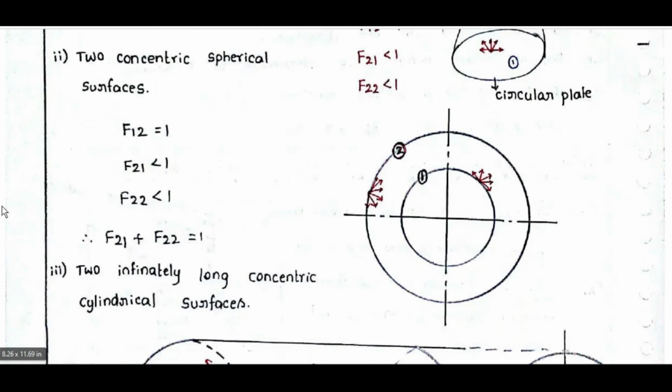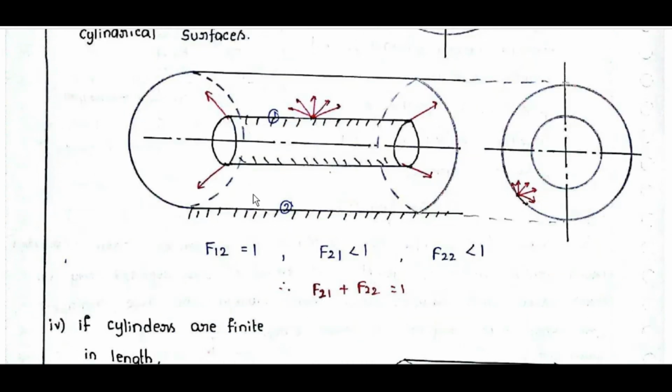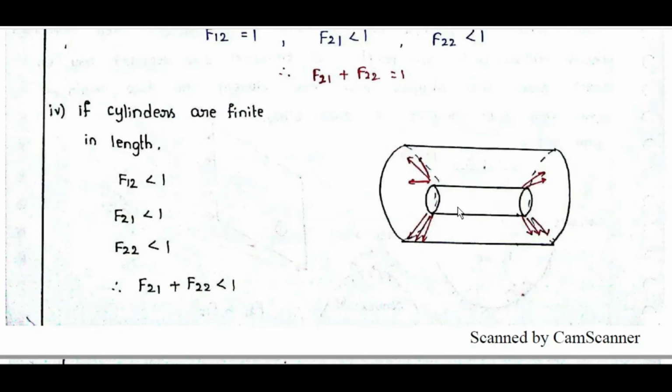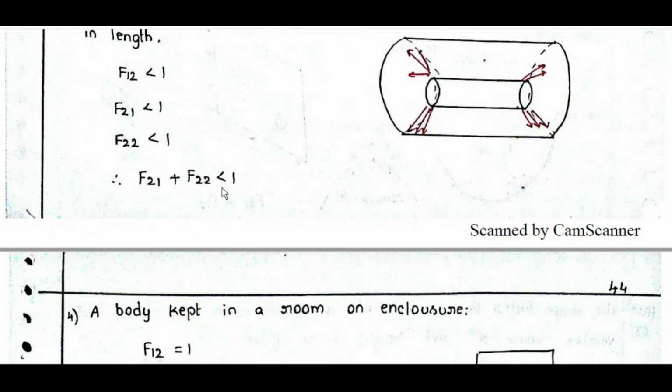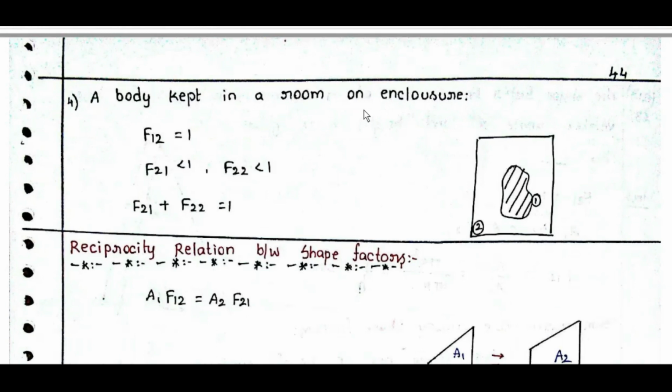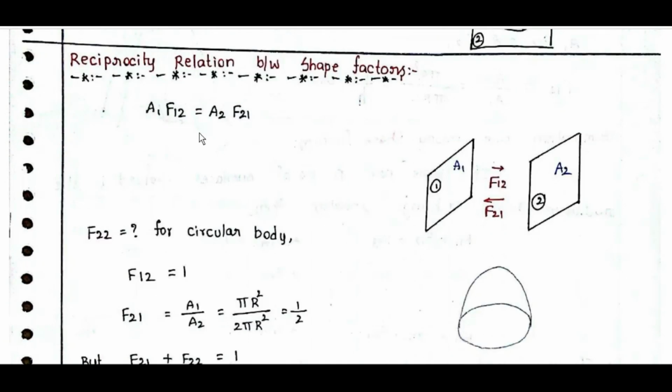Semi-spherical dome, circular form. Two concentric spherical shells: F12 is equal to 1, F21 is less than 1, F22 less than 1, F21 plus F22 equal to 1. Two infinitely long concentric cylinders, same case: F12 is equal to 1, F21 less than 1, F22 less than 1, F21 plus F22 equal to 1. If the cylinders are of finite length, F12 is less than 1, F21 less than 1, F22 less than 1. A body kept in a room or an enclosure: F12 is equal to 1, F21 less than 1, F22 less than 1, F21 plus F22 equal to 1.